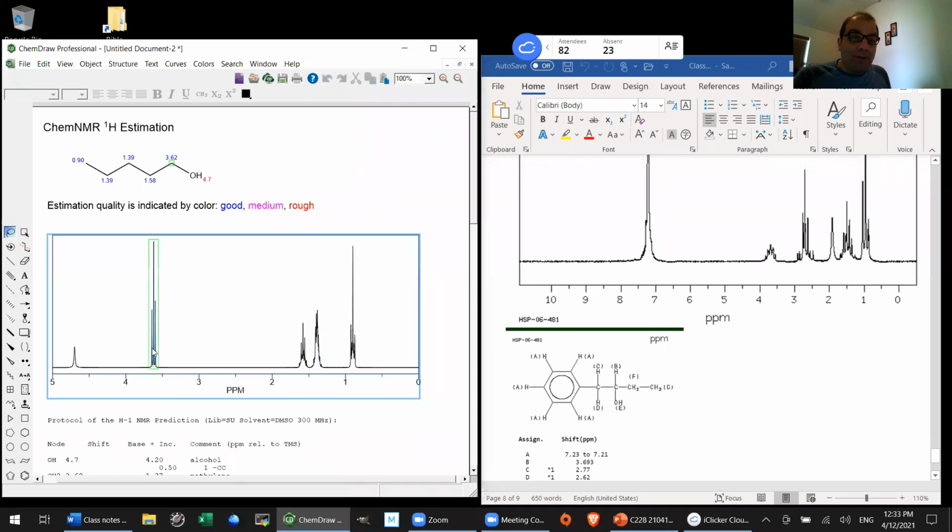Certainly that triplet's very nice. That's going to be the CH2 alpha to OH. You'll notice the OH does not split this further. This simply has the 2 adjacent protons over here. 2 plus 1 is 3, and it's a nice clear triplet.